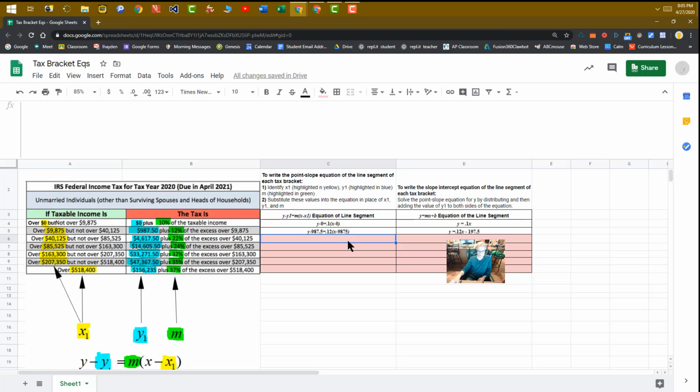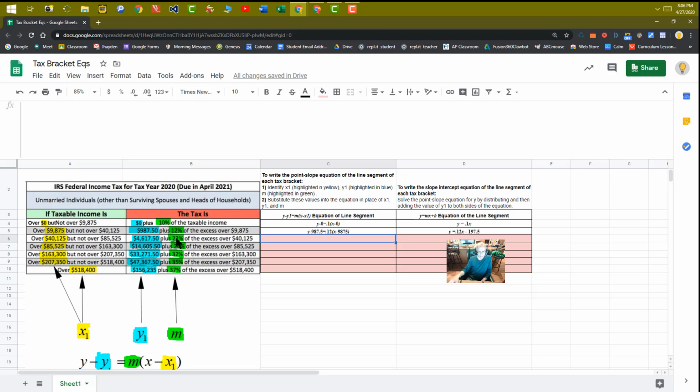So in the homework, you're trying to write the point slope equation and the slope intercept equation of each line segment for the piecewise function that represents the federal income tax brackets. So each tax bracket is on one of the lines in the spreadsheet. And your first job for each tax bracket is to pick out what X1, Y1, and M are for the bracket. So it's pretty straightforward.